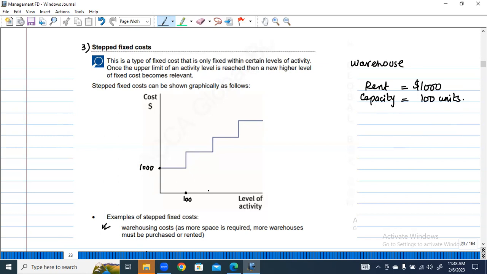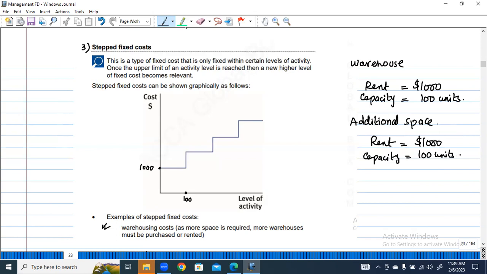Now what if you get a huge order from a customer and you need to store the units? You need additional space, because you need to store more units. So you have to rent an additional space. For example, the rent of the additional space is also $1000, and the capacity of that space is also 100 units.